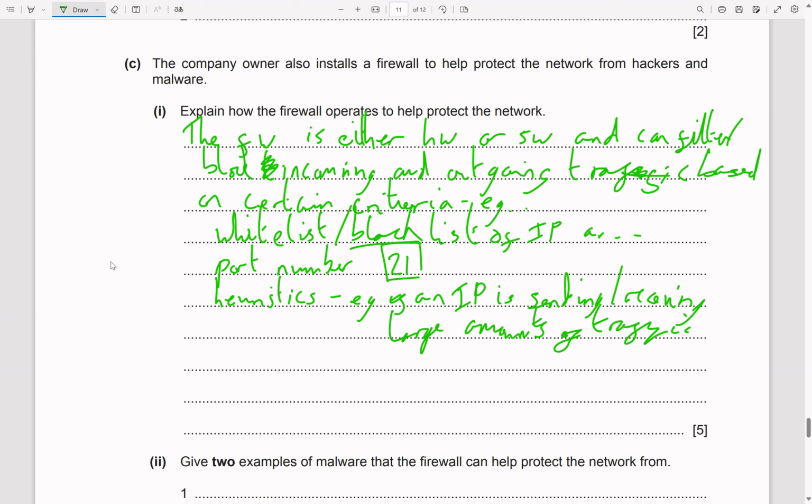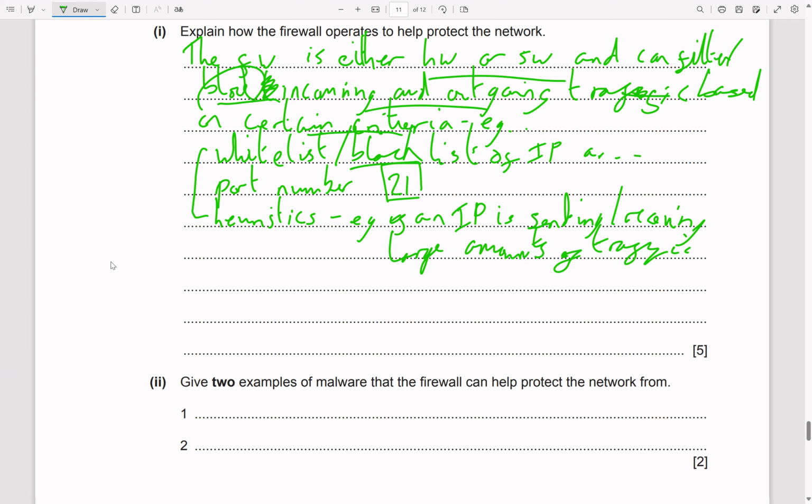Okay, so I think that's going to be the main ones: IP, port number, heuristics. Is there anything else we can say? We said it's either hardware or software, so possibly that'll get us 1 mark. Block incoming and outgoing traffic: maybe block is 1 mark, incoming and outgoing maybe another mark. Based on a certain criteria, possibly that's 1 mark. And then listing examples should be another mark. So hopefully that's going to be enough for 5.